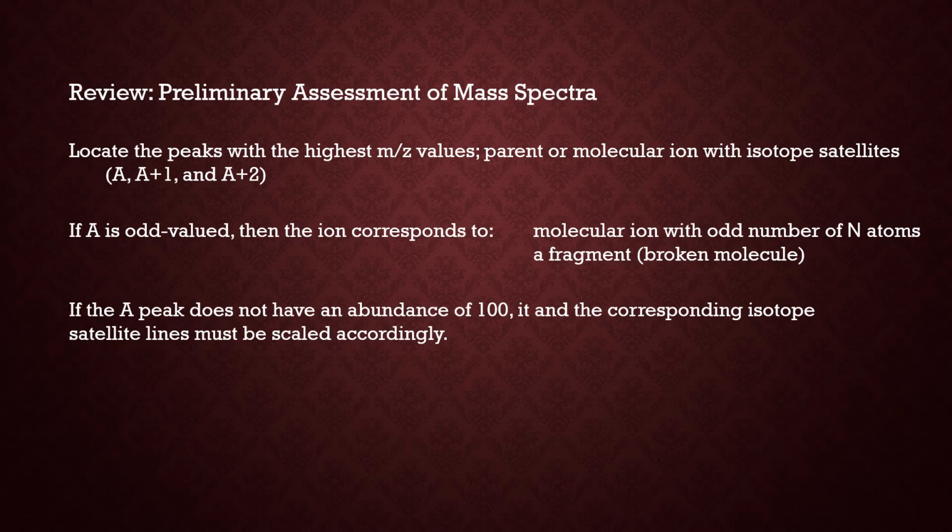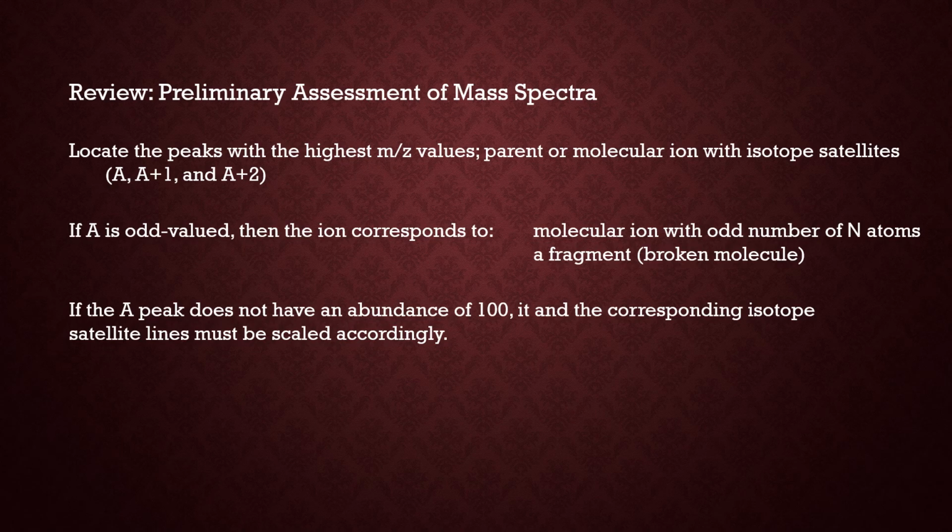So in conclusion of part 3, and here reviewing the preliminary assessment of mass spectra, you always go to the mass spectra approach and locate the peaks with the highest M to Z values, and you try to ask yourself, is this the parent or the molecular ion with a set of isotope satellites, namely an A+1, and A+2. Upon identifying the A, you ask yourself, is it odd valued, in which case it's either a molecular ion with an odd number of nitrogen atoms, or it's a fragment.